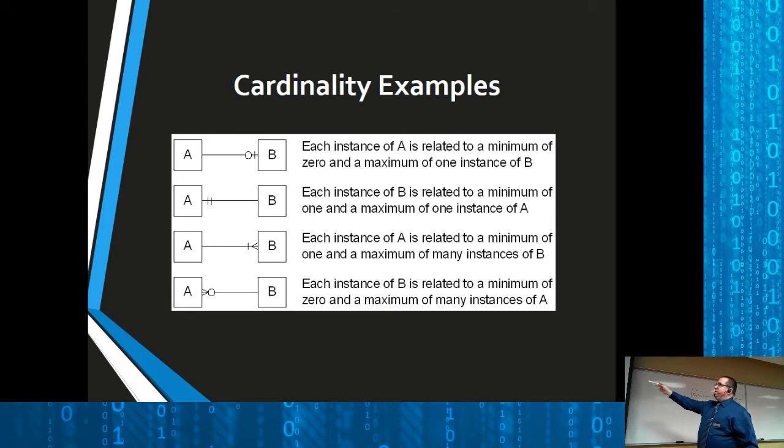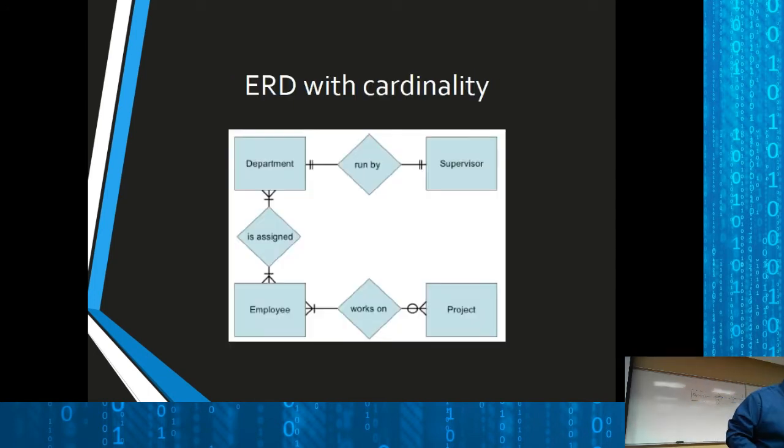Now the other one, the A to B: each instance of B is related to a minimum of one and a maximum of one of A. Then you've got the many's. Minimum of one and a maximum of many. So this is saying at least one, but they can have many. This one says each instance of B is related to a minimum of zero of A and a maximum of many. In other words, N number of relationships.